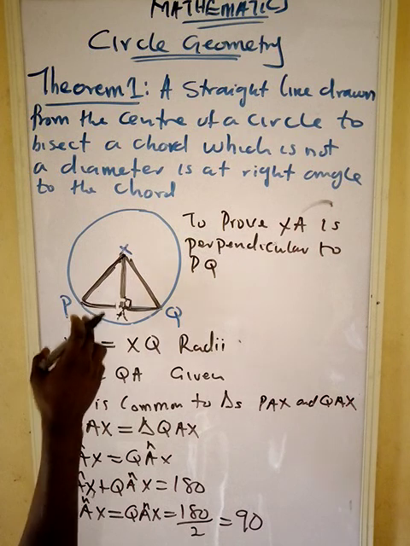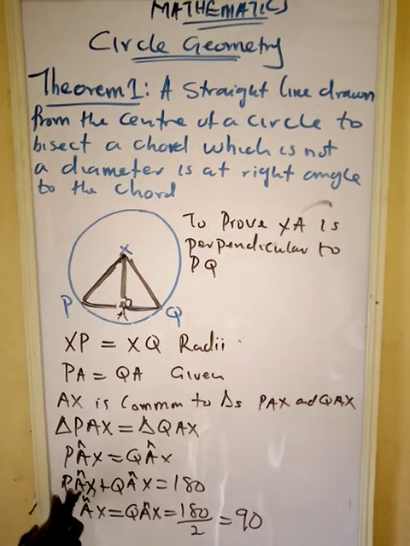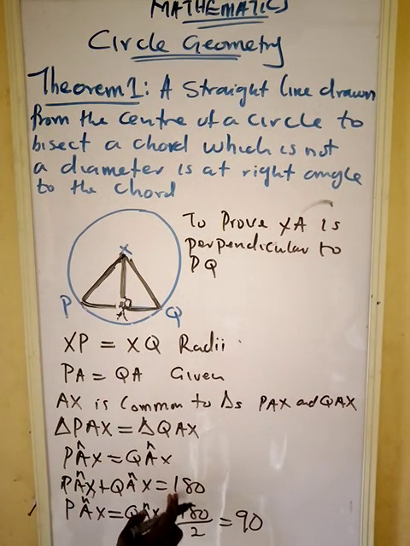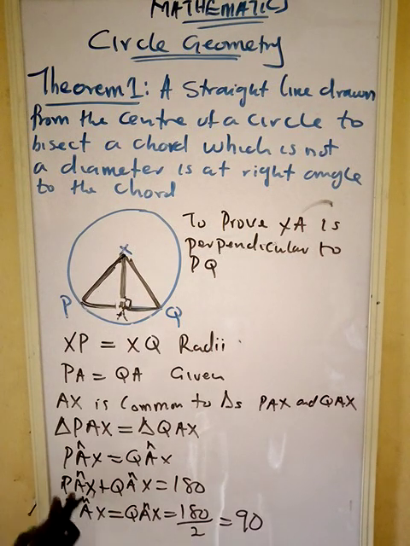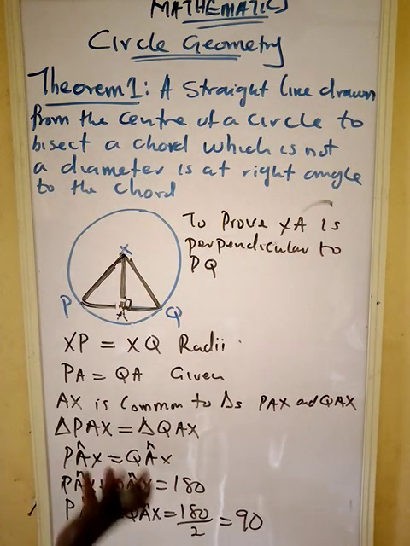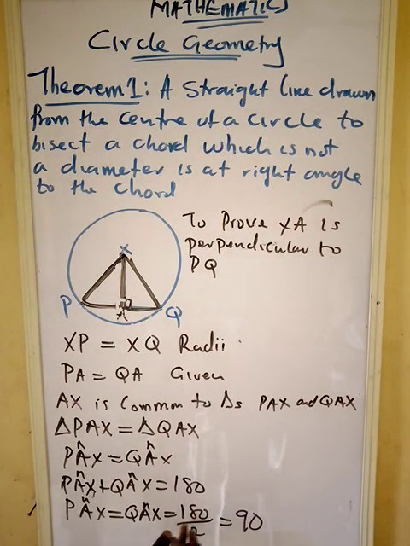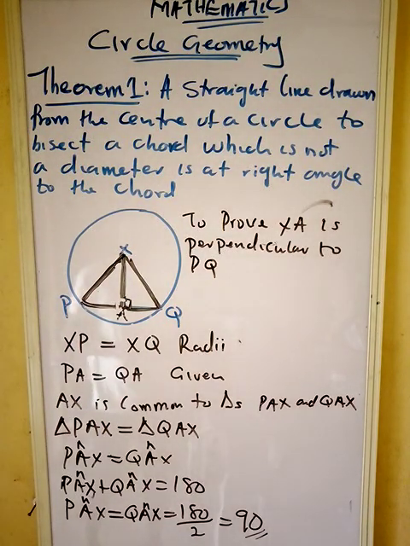So now don't forget we are dealing with a straight line, that PAS plus QAS will give us 180. So if the addition of this gives us 180, that means PAS is equal to this, as we said here, which is 180 divided by 2, which gives us 90. So that's about theorem 1. So let's take some examples.